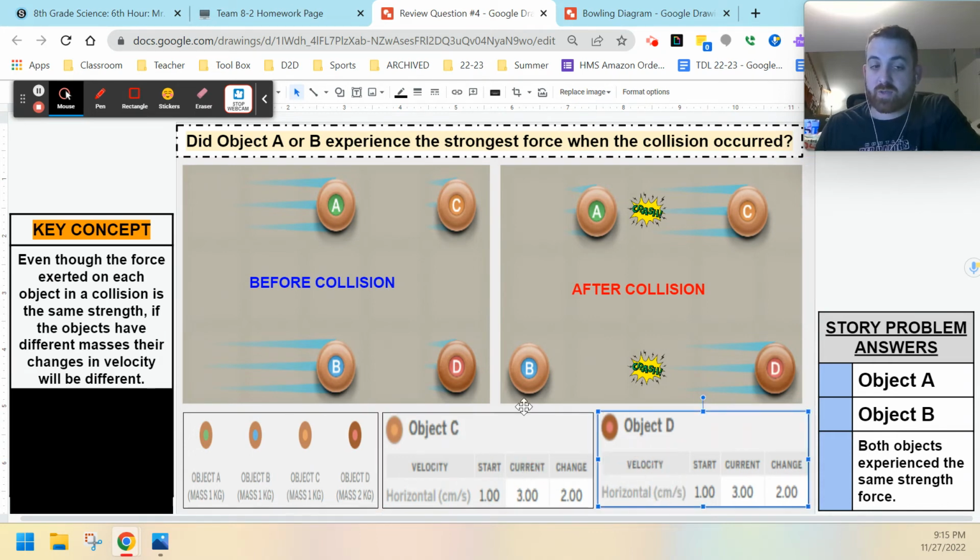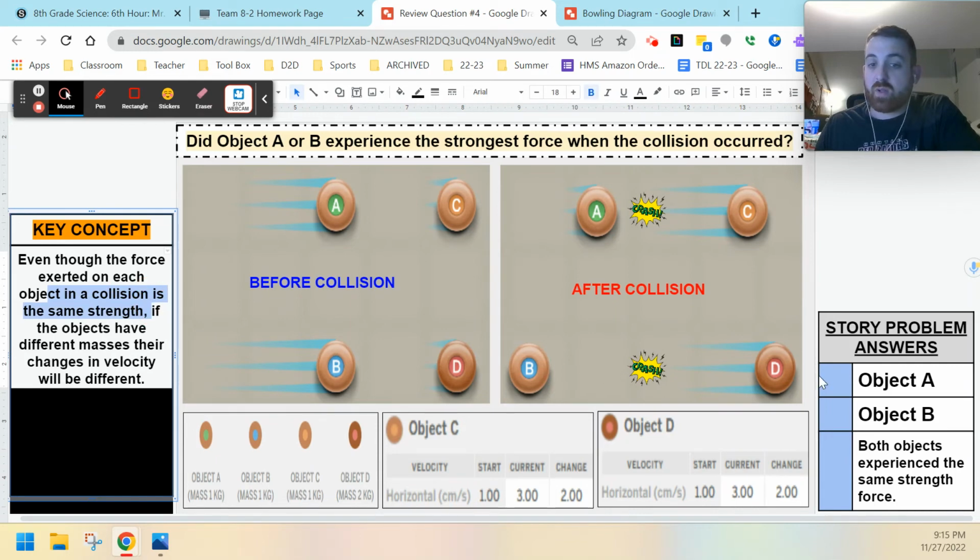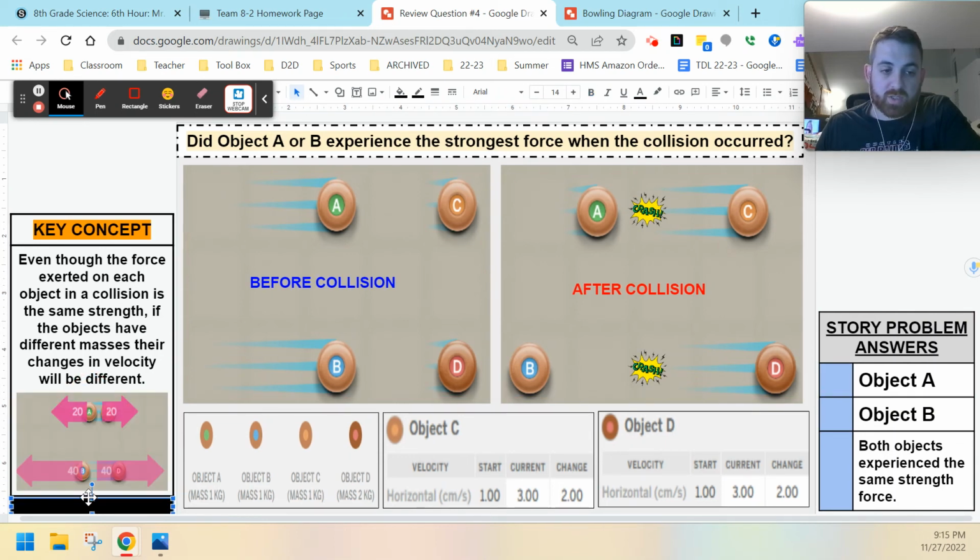Because in a collision both objects experience the same strength force, and D experienced a larger force compared to C, B must experience a larger force compared to A. So the answer here is object B. You can see that when you look at the collisions in the sim. Objects A and C collided and had forces of 20 in opposite directions, versus B and D, which had forces of 40 in opposite directions. So object B experienced the strongest force because it had the same strength force as D, and D needs more force to go as fast as C.